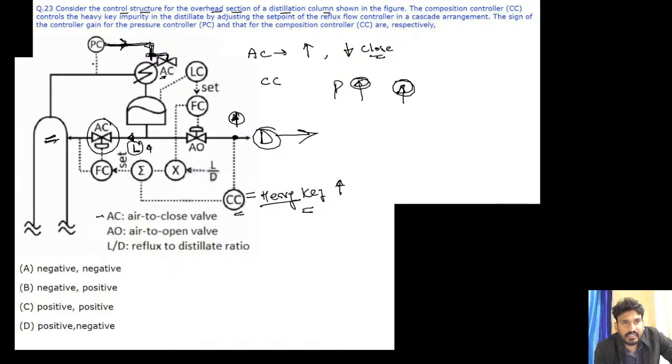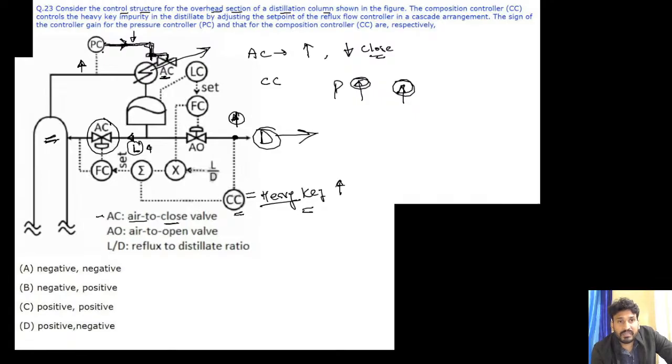Let's suppose this PC is receiving a higher pressure signal, and PC is, let's suppose, my indirect acting controller. Let's suppose it is giving the decrease signal. Indirect means input high, output low. What is this? AC. AC is my air to close. If air signal increases, it is going to close. But here it is receiving the low signal, so this valve will release, the opening of this venting valve will increase, and the extra pressure is basically released here. Is it clear to you?